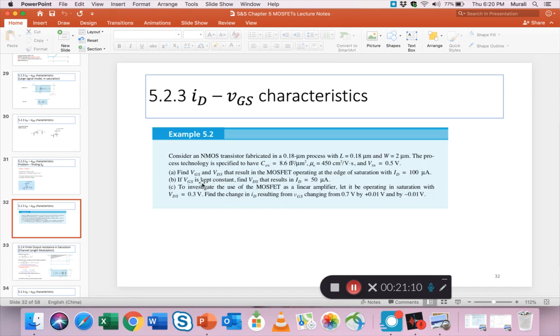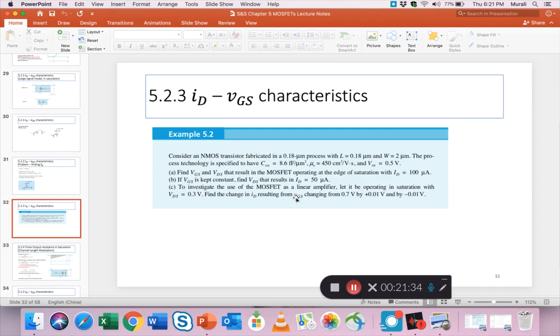Next, if VGS is kept constant, find VDS that results in a different ID. So this was 100 microamps, now he's dropping it to 50. So what change in VDS is required is part B. And then part C, he begins to look at it as a linear amplifier, the same thing that I just did in the previous example.